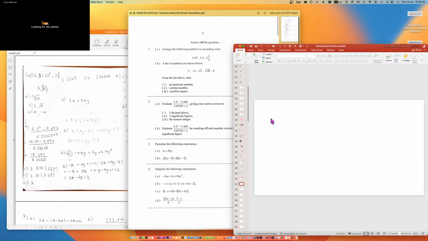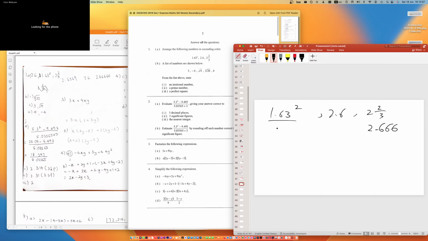Alright, good. So let's start off with the first question. Pretty simple, just arranging in ascending order. Basically they give you fractions, decimal numbers, and whole numbers. All you do, you're allowed to use a calculator, just punch the calculator. This one you get 6 all the way. So this one you punch your calculator. What do you get?